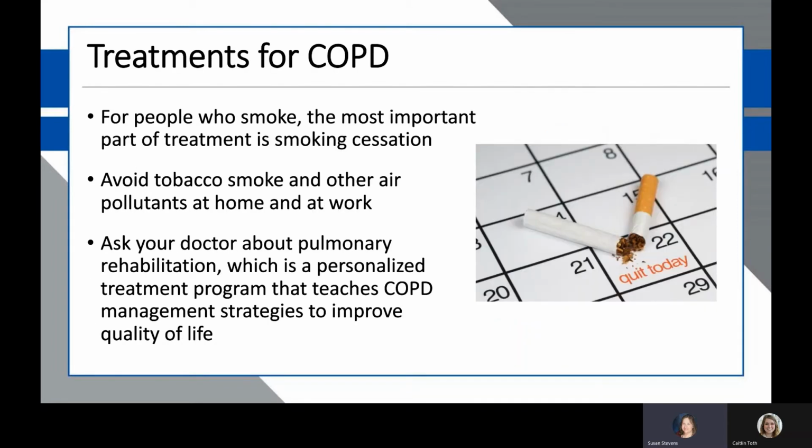Here are some treatments that they have for COPD. It's for people who are smoking. The most important thing, as part of the treatment, is to quit smoking and to avoid tobacco smoke or other air pollutants at home and at work, and to ask your doctor about pulmonary rehabilitation, which is a personalized treatment program that can teach COPD management and strategies to improve quality of their lives.